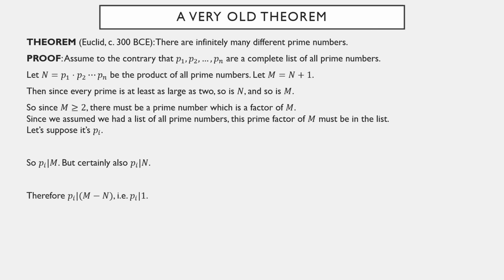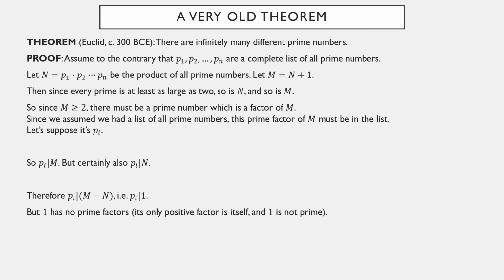So if P sub i is a factor of both M and N, it must be a factor of the difference. That's a linear combination. But what is M minus N? Well, since M was defined to be N plus 1, M minus N is exactly 1. So if P sub i is a factor of M, then it must be a factor of 1, but 1 does not have any prime factors. It's the only positive factor of itself, and 1 is not a prime number.